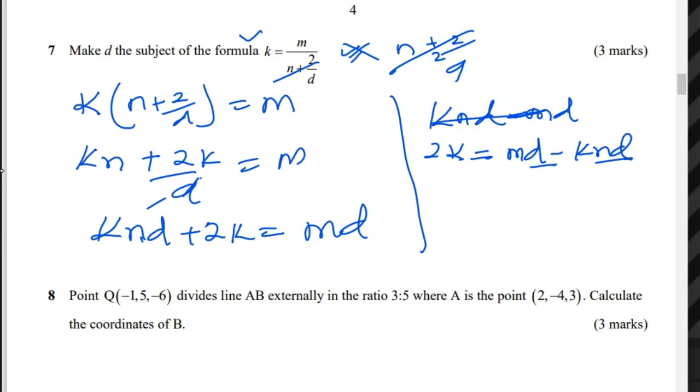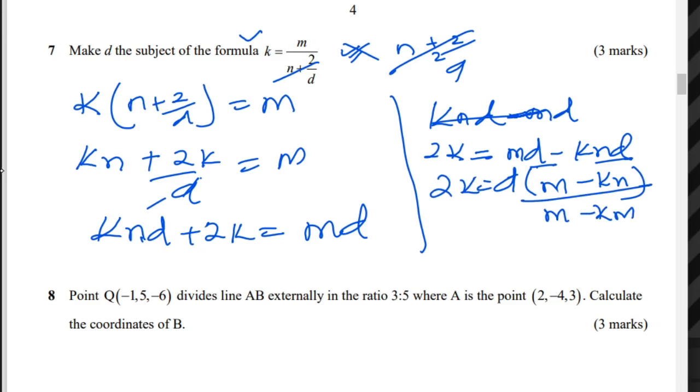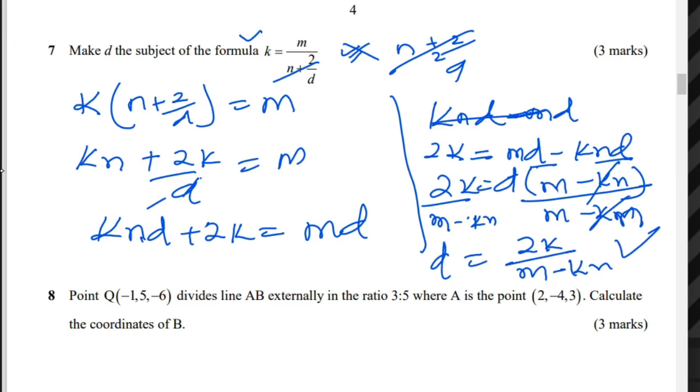So d is common. That means it is d into (m minus kn) equals 2k. But remember, we want d as the subject, therefore divide both sides by m minus kn. This goes, therefore it means d is equal to 2k over (m minus kn), and that is what you are required to do.